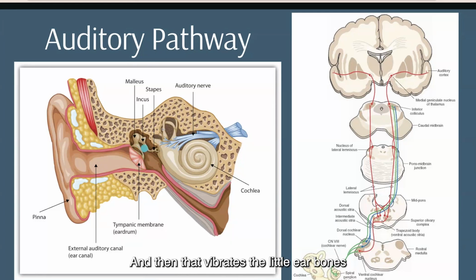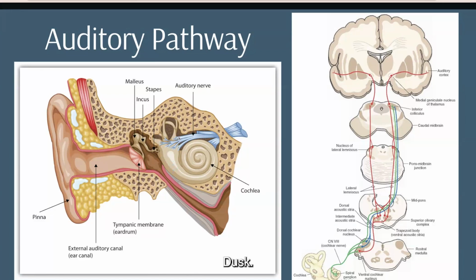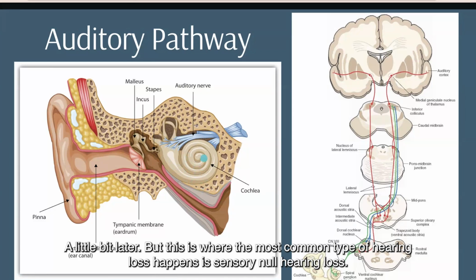And then that vibrates the little ear bones. So we've got the three ear bones here, and then we have the inner ear on this side. This is the cochlea. The cochlea is filled with fluid, and we've got this little piston right here that pushes mechanical energy into the cochlea, which pushes the fluid inside of the cochlea, and it can trigger the hair cells. And we'll have some hair cell anatomy a little bit later.